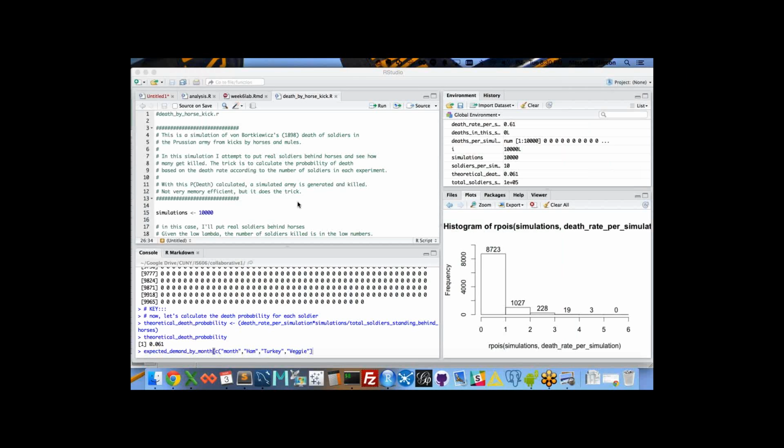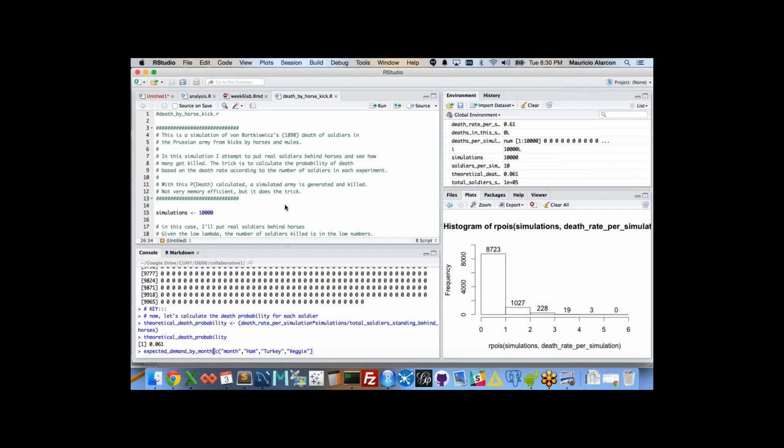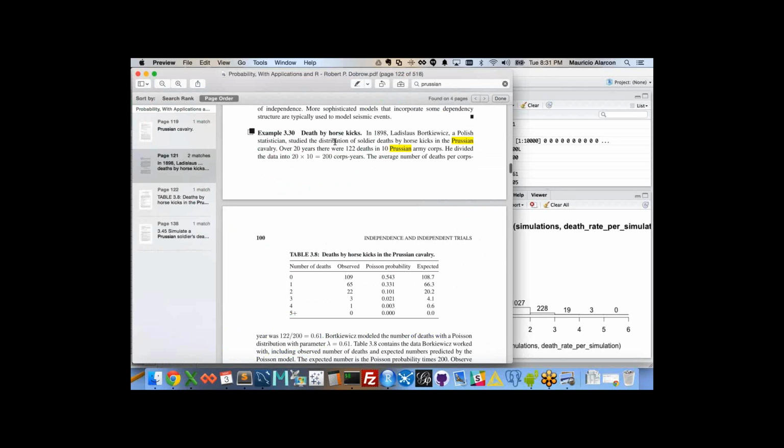Okay, I'm on here, right? I am able to see your screen. And this is problem 3.45, is that right? I hope so. The simulation of the Prussian army death from being kicked by horses and mules. Yeah, go ahead with that. Yeah, that's what I have here. So this is a simulation of this example of the death by horse kicks.